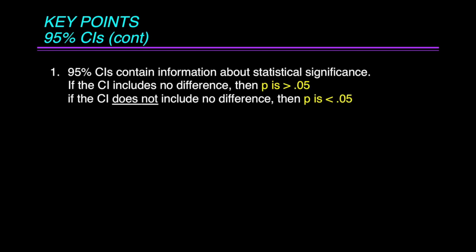So that brings me to the key points. The 95% confidence interval contains information about statistical significance. If the CI includes no difference, then P is greater than 0.05.